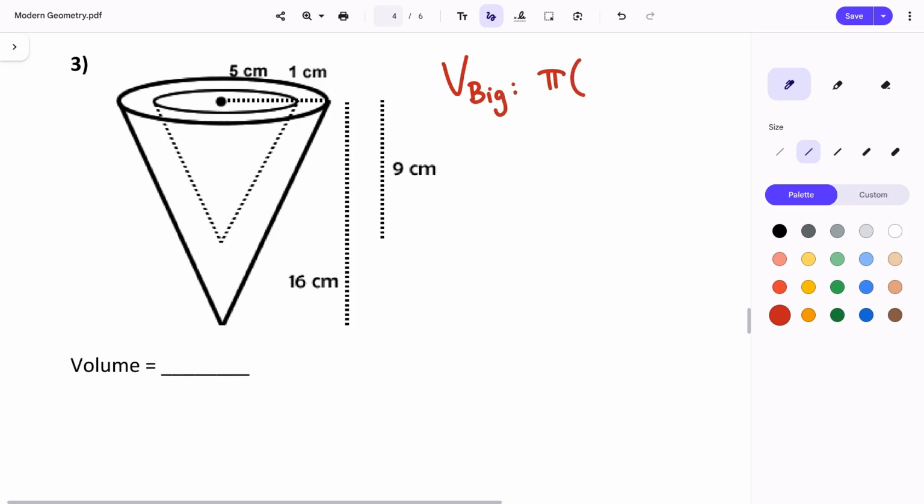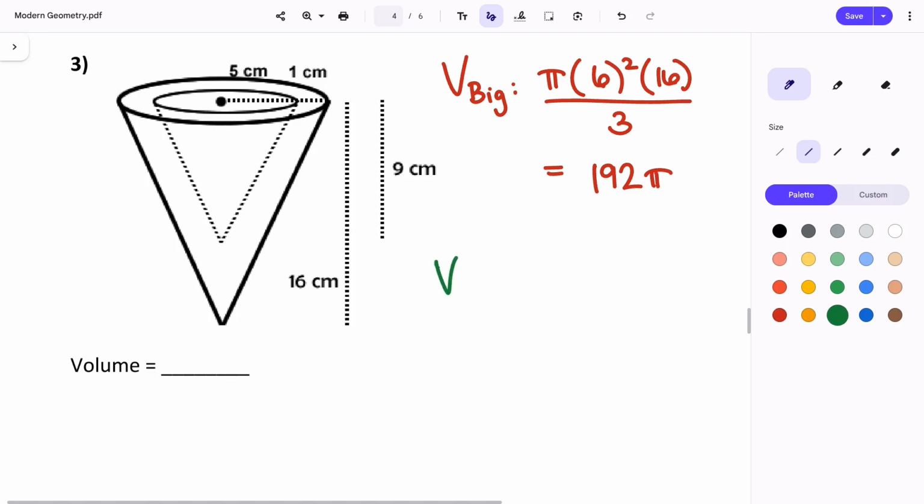So I need my radius of the big overall cone. What is that radius going to be? Good, 6. You go all the way across. So that 5 is just from the center to the inner edge of the cone, and then it goes 1 more centimeter. So the radius for that big cone would be 6, so 6 squared. What's the height of the big cone? Good, 16. And we're going to divide by 3. What do we get for this volume? Good, 192 pi. That's the big cone.